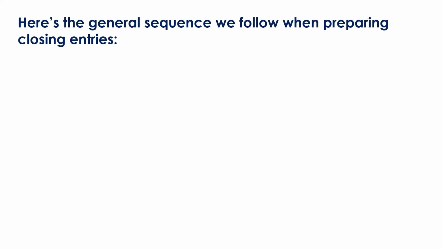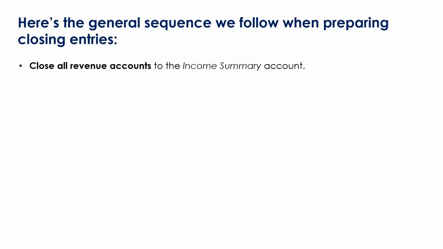Now that we've established the rule of closing entries, let's look at the sequence we follow to prepare them. First, we begin by closing all revenue accounts to the income summary account. This step transfers the total revenues earned during the period into one summary account, preparing us to match them against expenses. Second, we close all expense accounts to the income summary account. This step gathers all the expenses in one place, allowing us to determine the net result of operations, whether the business earned a profit or incurred a loss.